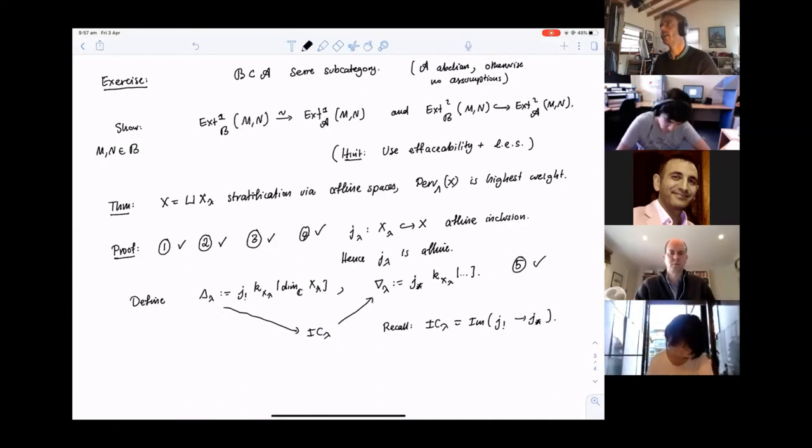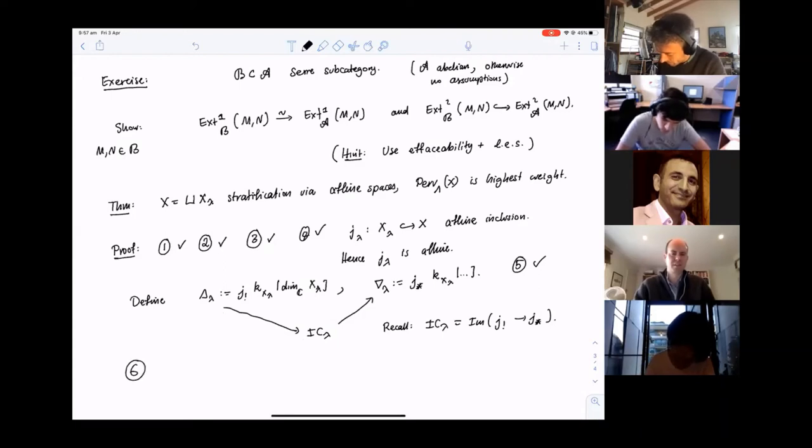And if anybody can tell me why 6 is true, I'll let you get a cup of tea. So remember, 6 is this mysterious X2 condition.